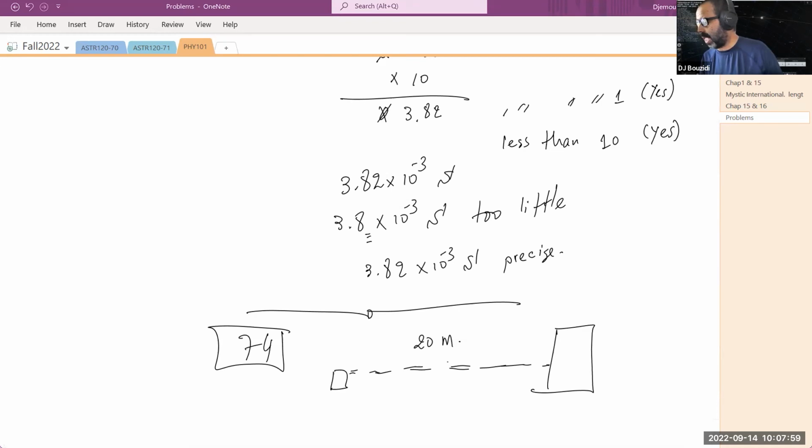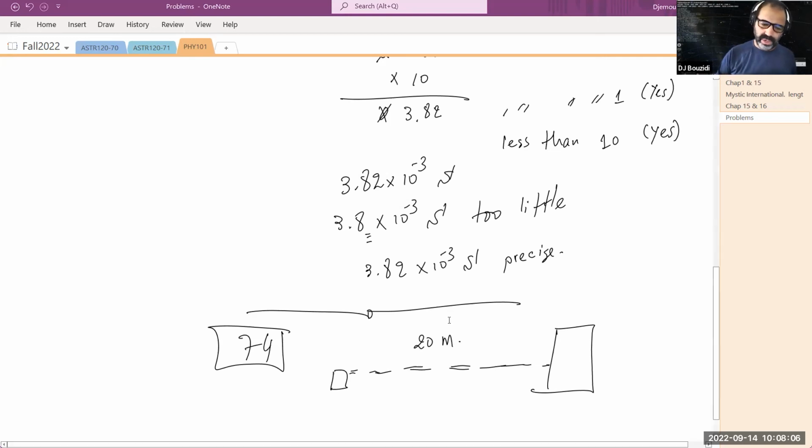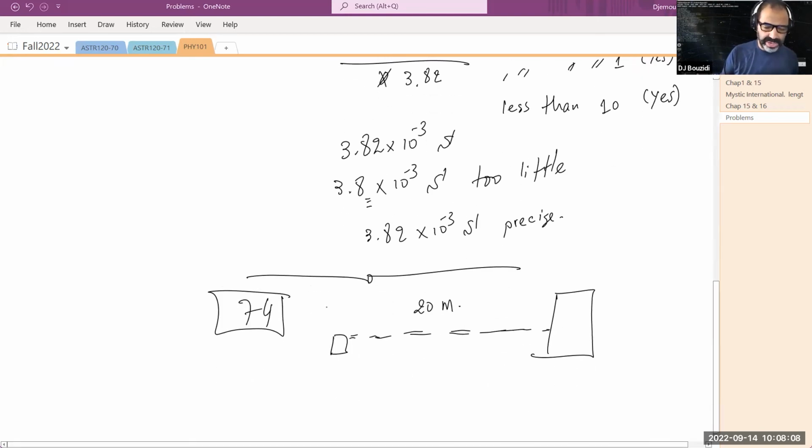The range finder is calibrated for sound traveling at 343 meters per second. This is tricky. This is very tricky, okay? In other words, this device was calibrated when the velocity of sound is 343 meters per second. That is basically what this device is.